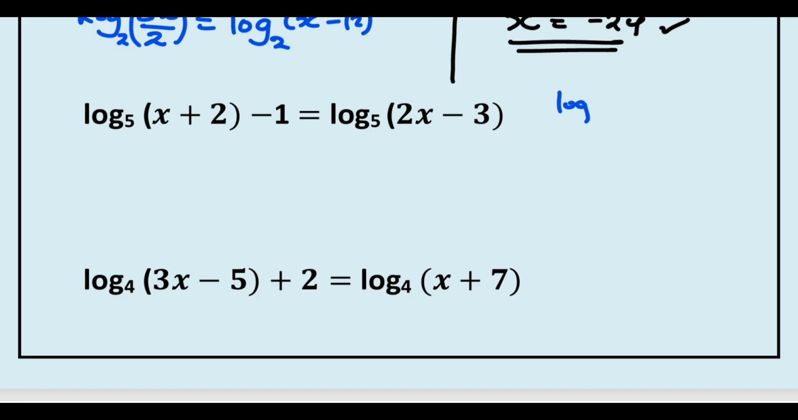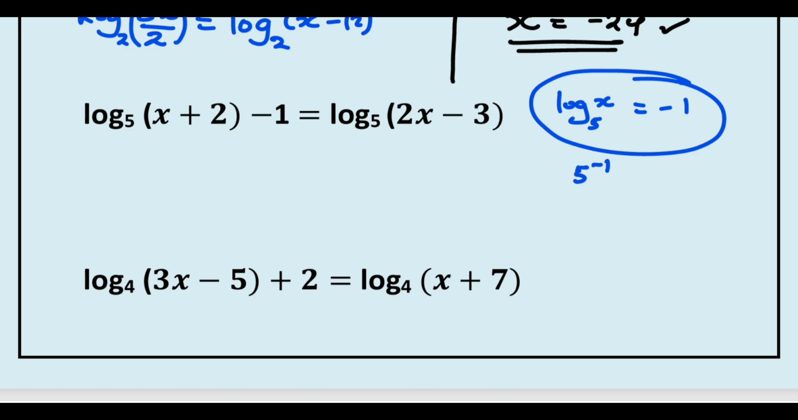We have that log of a number, let's call it x, when the base is 5, is equal to negative 1. Remember how we converted from logarithmic notation to index notation? It will assist us here now to work this out. So therefore the base 5 raised to power negative 1 is equal to x. So what is the value of x?